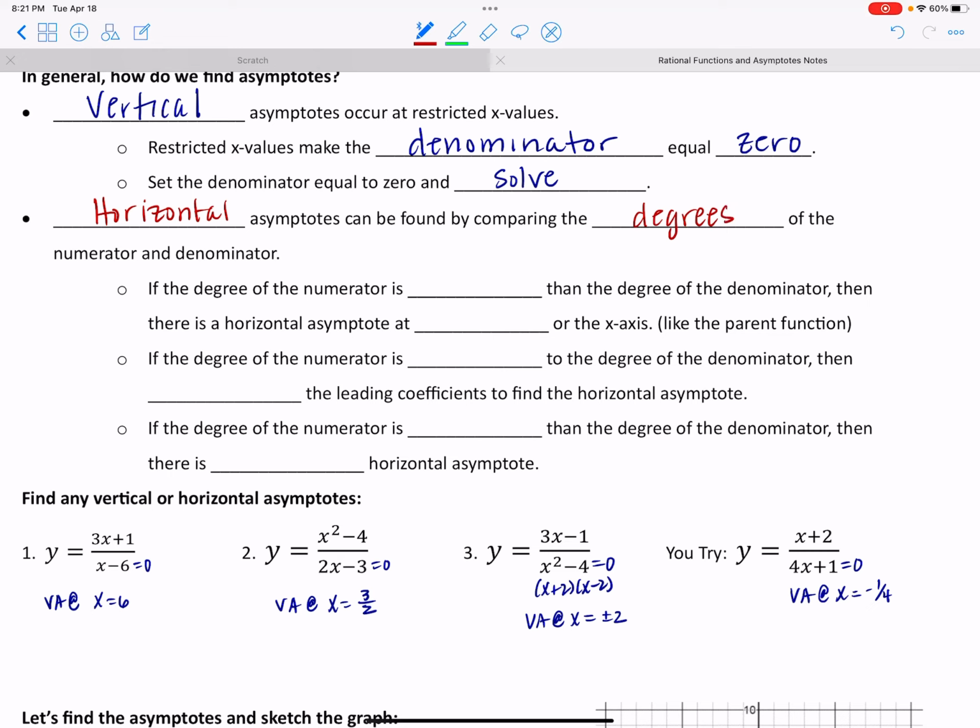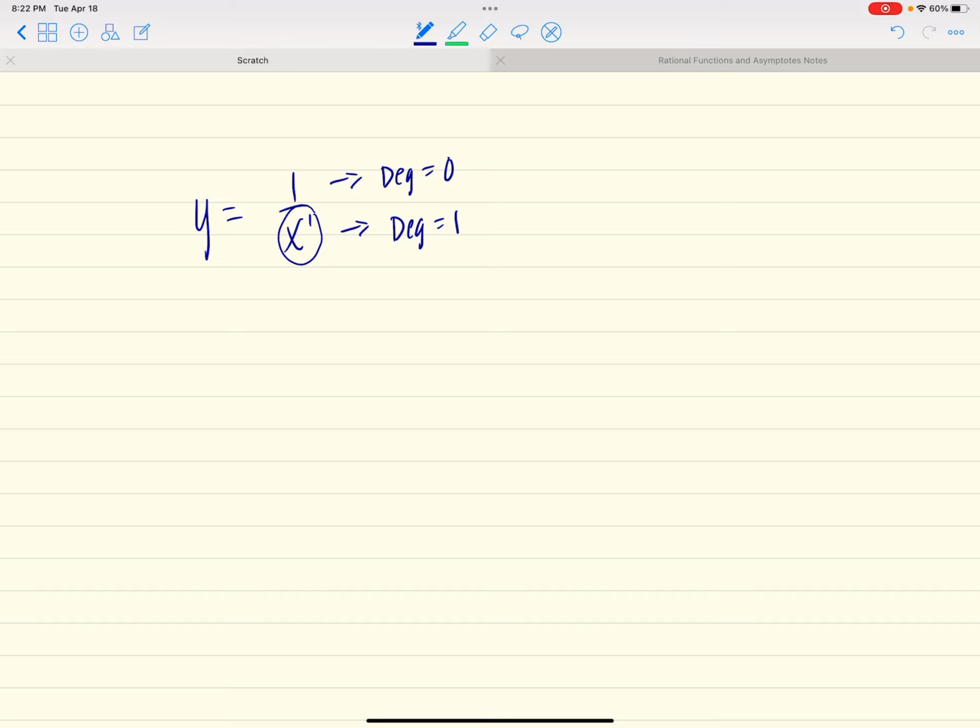That's exactly what we saw happen with the parent function. So if the degree of the numerator is less than the degree of the denominator, like the parent function, y equals 1 over x, technically the degree of our denominator is 1, and the degree of our numerator would be 0. Remember, the degree is the maximum number of variable factors we see in any one term. So it's bigger on the bottom, and if it's bigger on the bottom, the bottom of the fraction is going to grow faster than the top of the fraction. So if the bottom is growing faster, the value of the fraction is going to get smaller and smaller and infinitely small until it approaches 0.